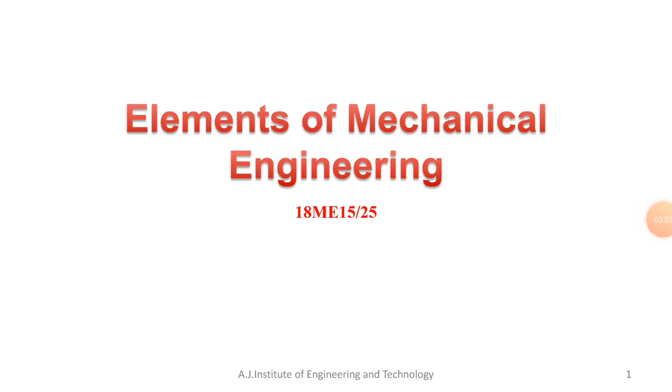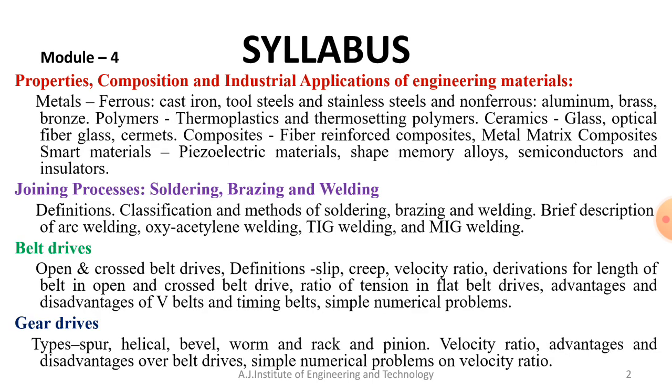Welcome to Elements of Mechanical Engineering, Module 4. So, we have already discussed two important topics: first, properties, composition, and industrial application of engineering materials, along with the joining processes. We have already discussed soldering, brazing, and welding. So, now we'll move forward.